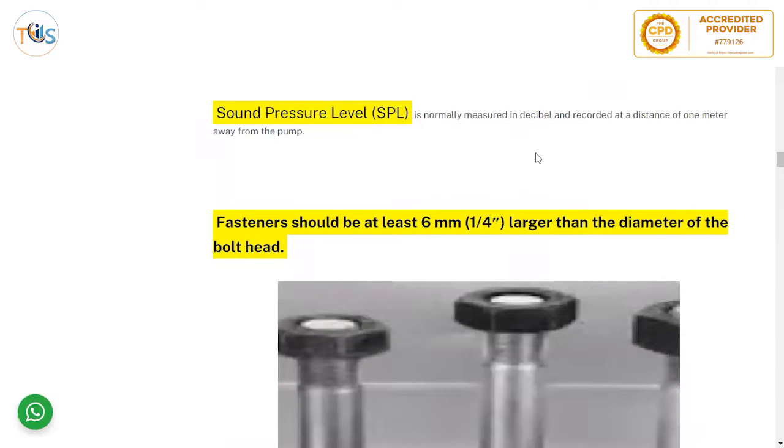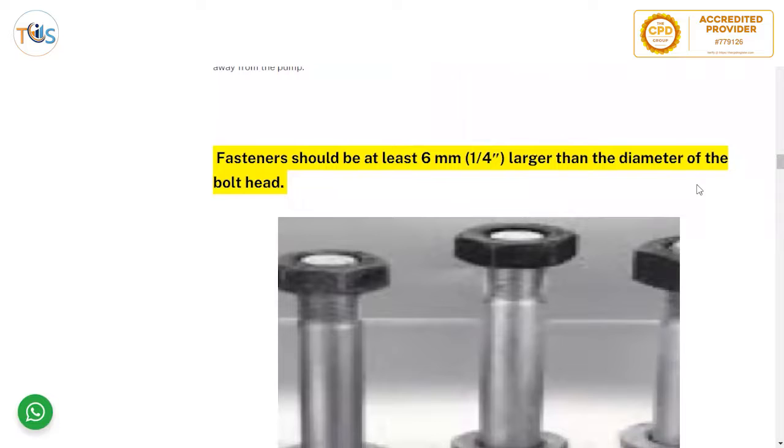And sound pressure level is normally measured in decibels. It's measured at a distance of 1 meter away from the pump, and although it's not mentioned here, most of the specs and standards say 85 decibels maximum. That's based on the human threshold of tolerating 85 decibels of sound for 8 hours of continuous work. So that's why 85 decibels.